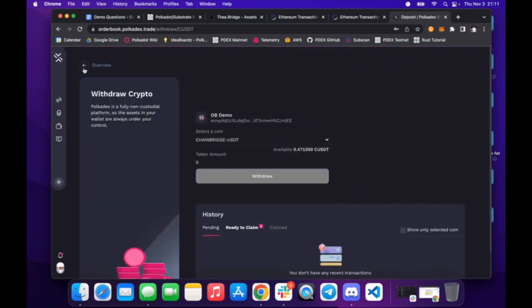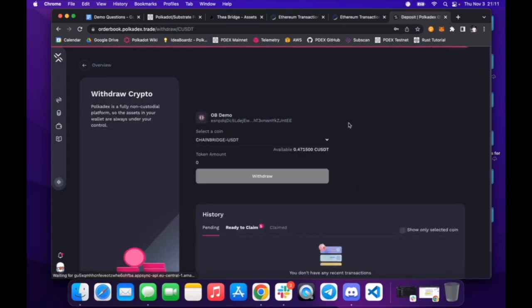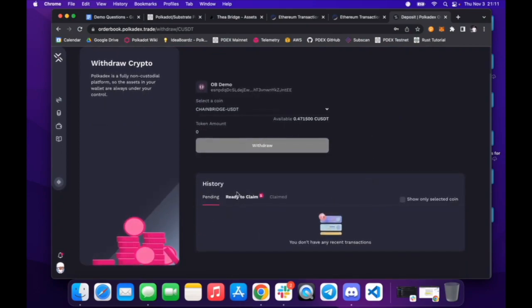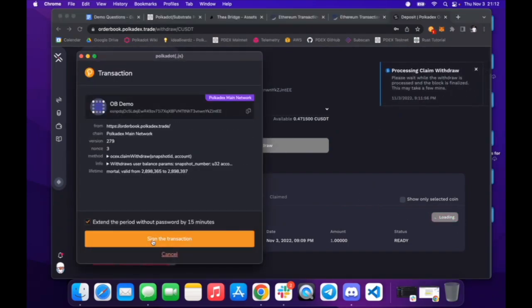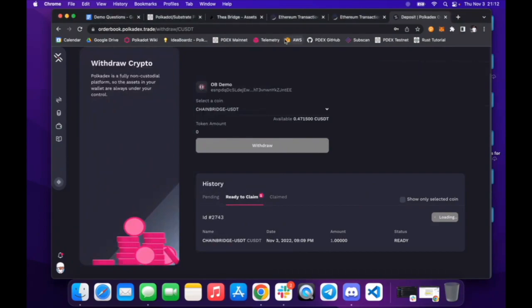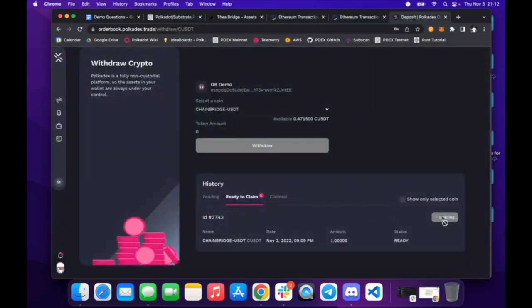Withdraw. By the way, we're going to add another tab here to make viewing the history of deposits and withdrawals easier. Right now, you've got to click on this to take you to the history page. Ready to claim, you claim the tokens and you sign the transaction. As you can see at the moment, my balance is 2 USDT. Once this is processed, it should increase to 3.